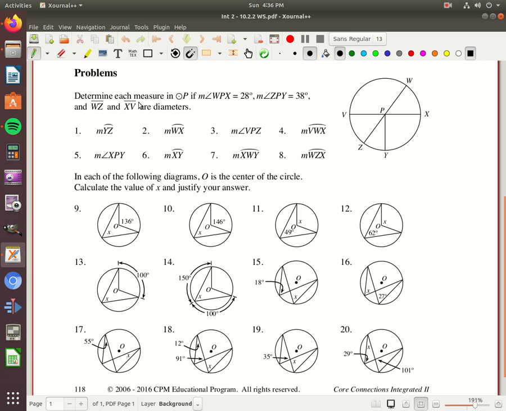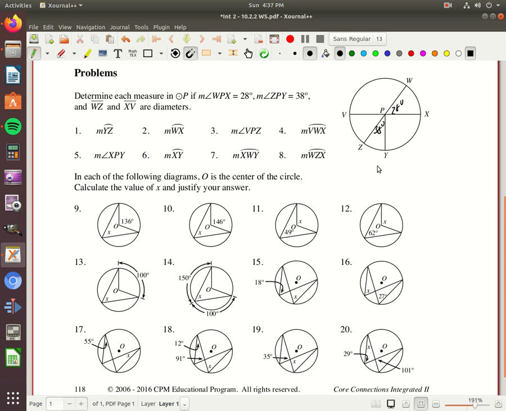So the top of it, it all sort of goes together, 1 through 8, and it says circle P, the measure of WPX, so WPX right here is going to be 28 degrees, and ZPY is 38 degrees. So first off, I will say it doesn't look like it's drawn to scale to me. It looks like WPX is bigger than ZPY, but they're telling me that ZPY has a bigger angle, which is fine. I mean, a straight line is still straight, which is something that we need to consider.